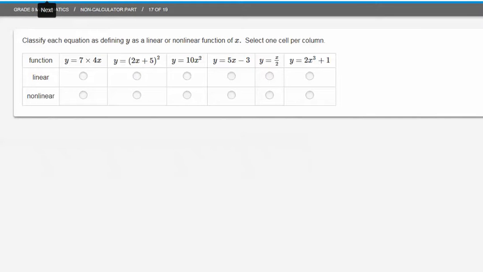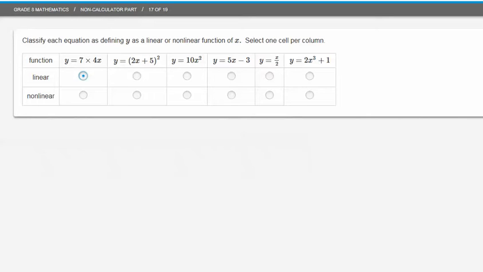Next problem, number 17, which is Jay's favorite number. Classify each equation as defining y as a linear or nonlinear function of x. Linear expressions can be written in several different ways, but the most common is y equals mx plus b. No exponents whatsoever, and we're not going to divide by a variable either. So anything with an exponent is not so good. Does this first one have an exponent? No. Therefore, it is linear.